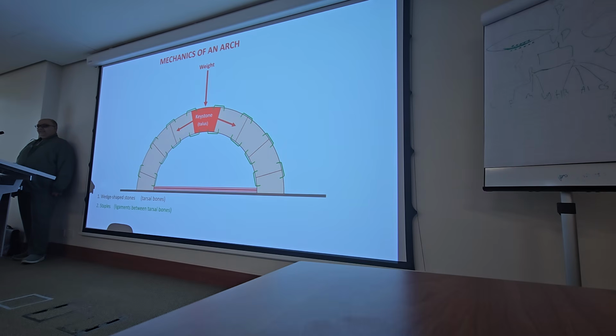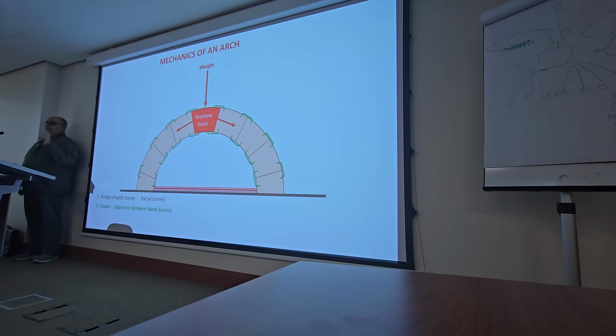Then this red guy, this is the main tie beam. And who makes this main tie beam? We have plantar aponeurosis, we have plantar muscles, we have short and long ligaments. They all contribute to this guy called tie beam.